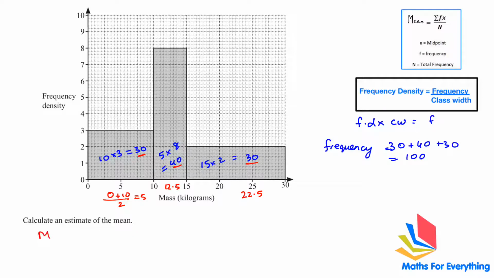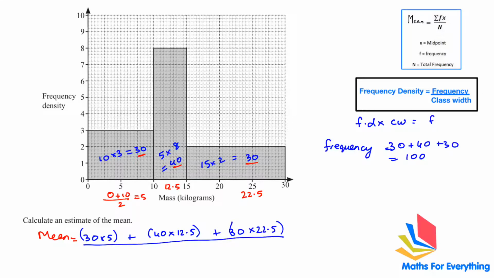Now to find the mean, we have to write the frequency multiplied by the midpoint. So in the first bar, 30 multiplied by 5. Second bar, frequency is 40 multiplied by the midpoint, which is 12.5. And the last one is 30 multiplied by 22.5, divided by your total frequency, which is 100. And the answer is 13.25.